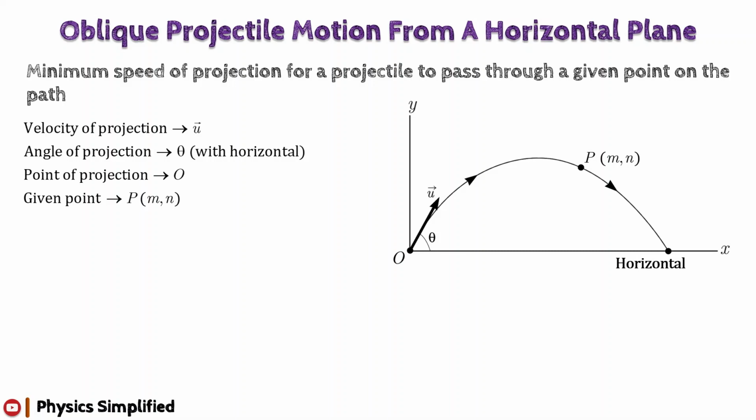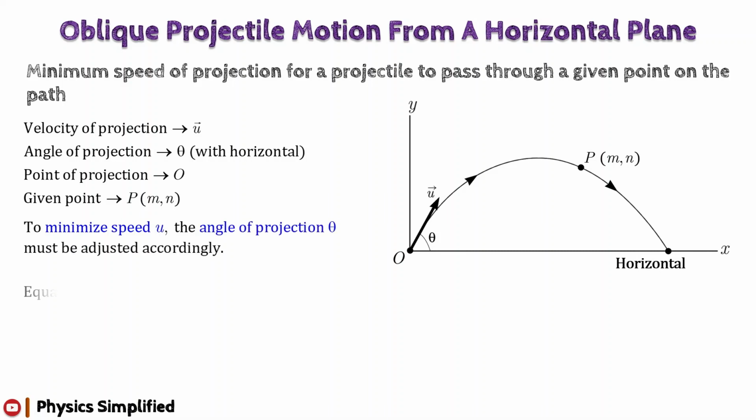By considering the point of projection O as the origin of the two-dimensional coordinate system, the x-axis is taken along the horizontal direction, while the y-axis is taken in the vertically upward direction. Now, to minimize the speed of projection, the angle of projection must be adjusted accordingly. Let us now write the equation of trajectory for this type of projectile motion.